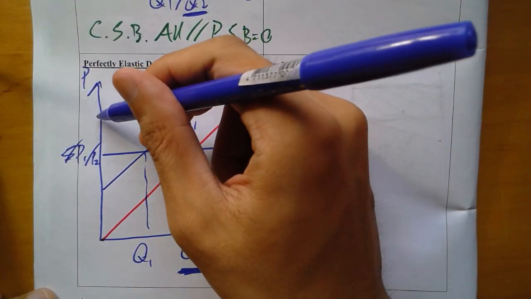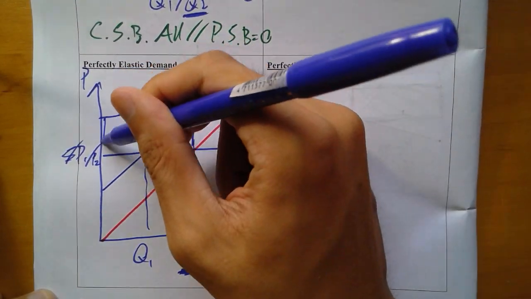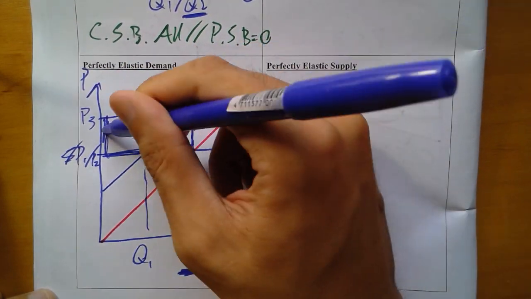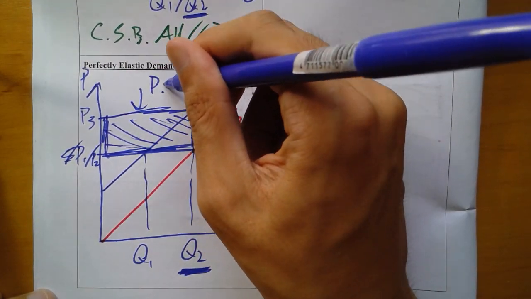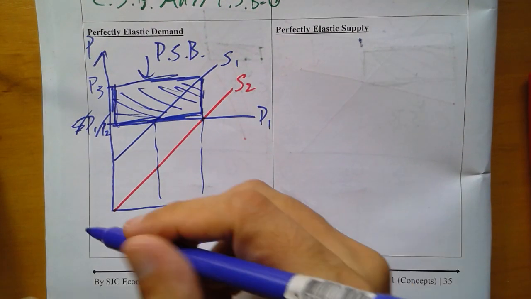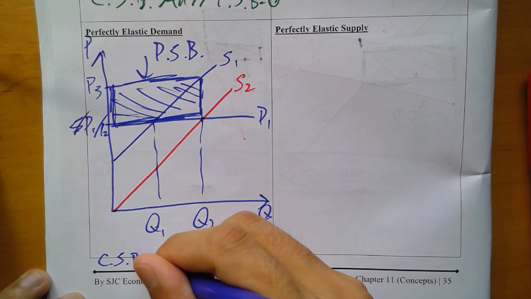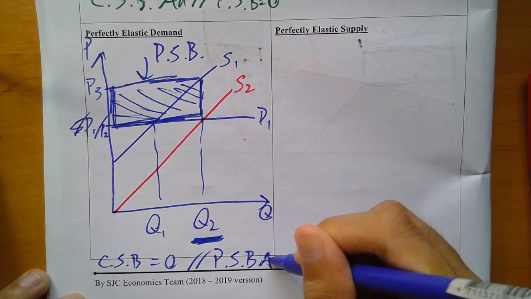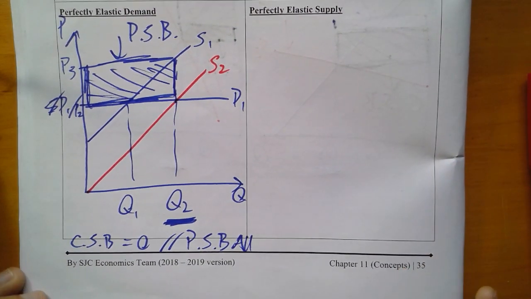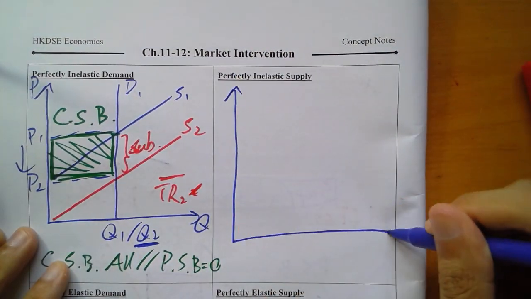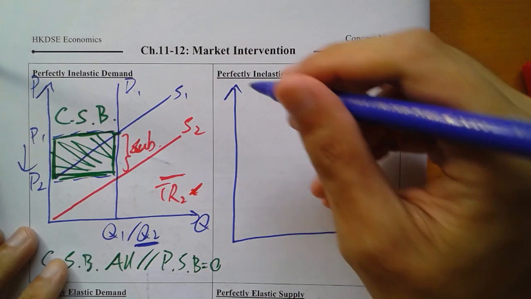So, the rest of this, the whole of this thing, okay, the whole of this thing would be all producer benefit. 佢一講食曬啦。So here, CSB, no. PSB will take all. Okay, 行不行? So this is the case. Now two more and we are done. This time, we are talking about perfectly inelastic supply.